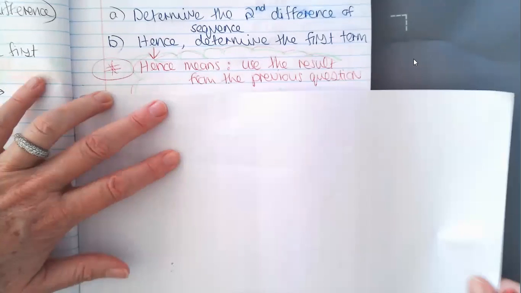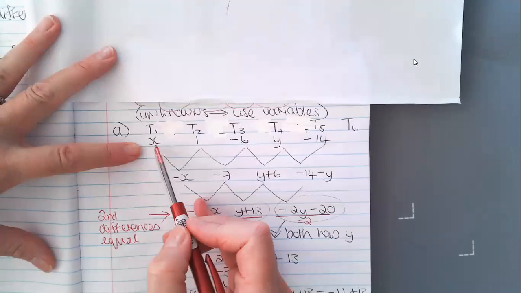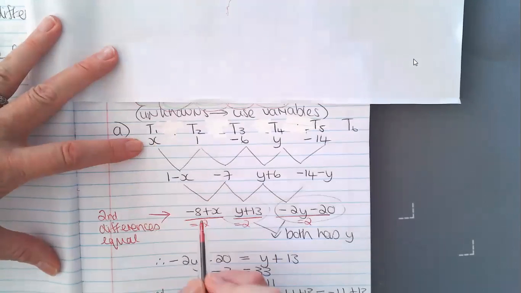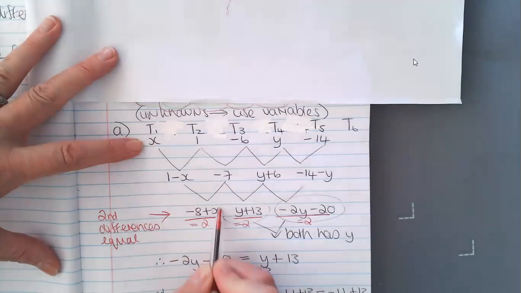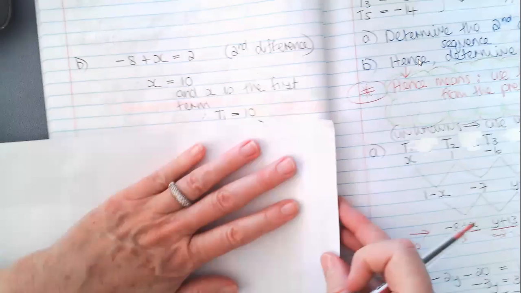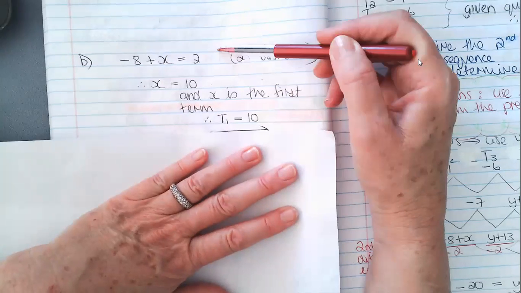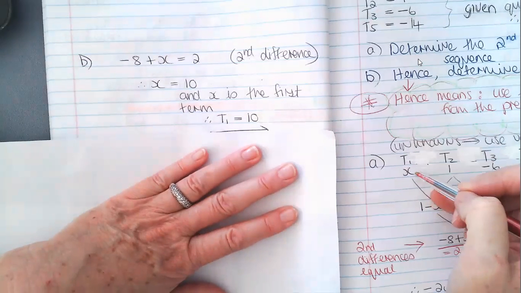So now let's look at our tree again. For our tree, x is the one that they want. They want the first term. And here in our second differences, there is an x. And we know that the whole of the second difference is equal to 2. So we are just going to substitute. And we are going to say the second differences are equal to 2. That means minus 8 plus x is 2. Then x is 10. And we saw here that the x is the first term. So term 1 is equal to 10.